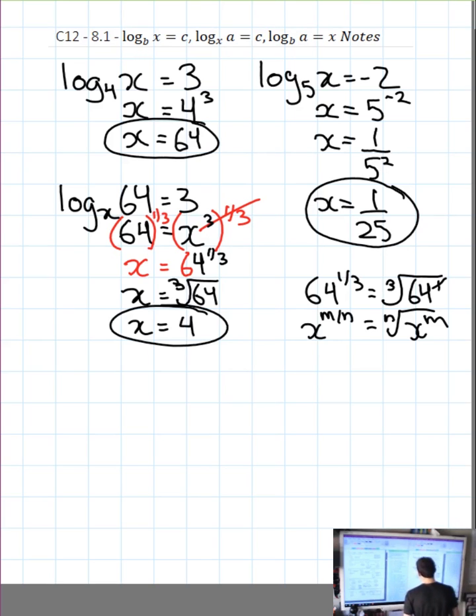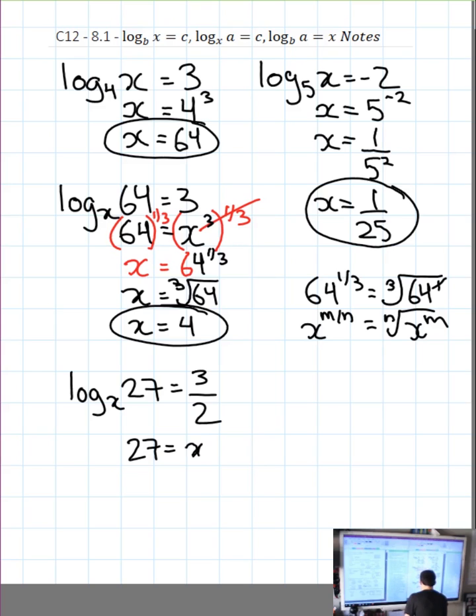So I'm going to do another example where we see the reciprocal exponent. So let's take log base x of 27 equals 3 over 2. So I'm going to change to exponential form. So 27 is equal to the base to the other side.